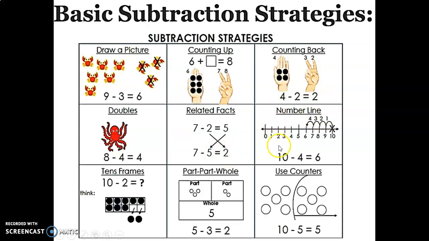Using the number line to do subtraction: 10 minus 4 equals 6. The tens frames: think of a group of 10, take away 2, and the answer will be 8. Part, part, and whole: if you have 5 minus 3, you know that if you have a whole that is 5, its parts are 3 and 2, so the answer is 2. And you can also use counters whenever you have to answer subtraction.